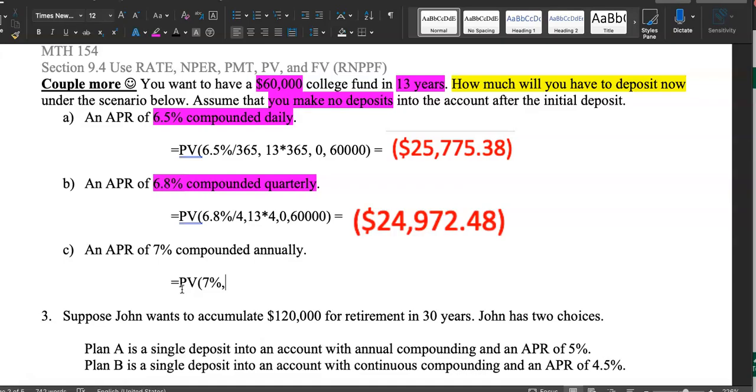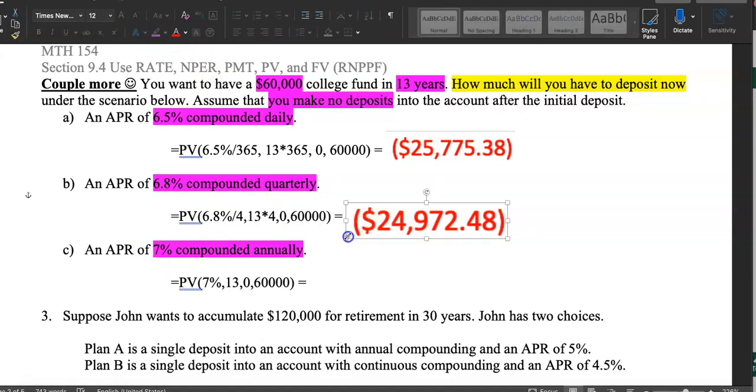And next one, how many years do we have? 13 years. Well, that's just 13. Really, 13 times 1 is 13, right? Now, the payment is the third input. Payment is 0, and the goal is to have 60,000. Although this one had the least frequent compounding period, they did offer the highest rate. So I wonder which is going to be the highest.